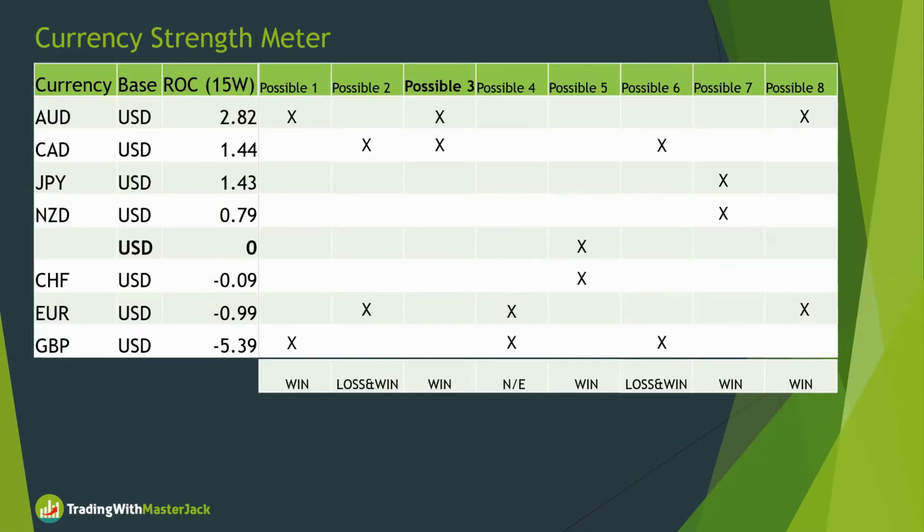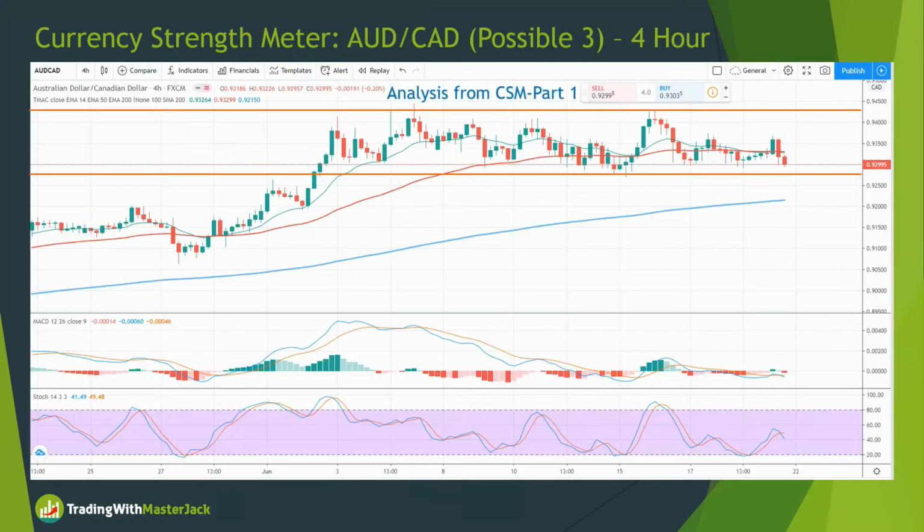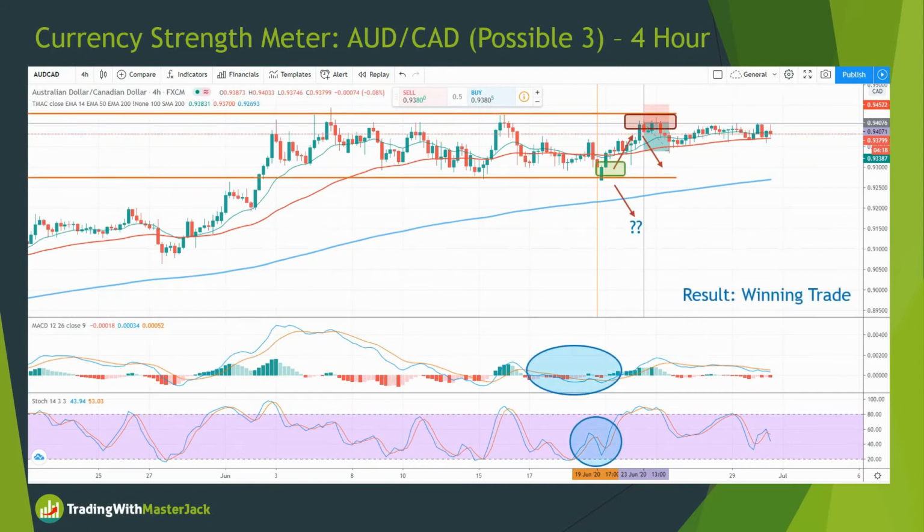Now for the third one, which was the Australian dollar and Canadian dollar, which was a winning trade. This is the analysis from part 1 video. There were actually two positions that one could have taken. It was more of an upward trending range here. The best position would have been the buy position, as it would have been going with this slight trend that was in place. So let's have a look at what actually happened.